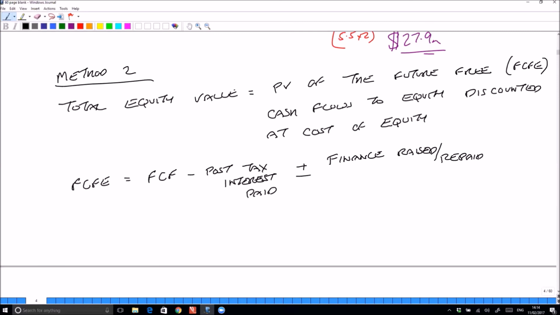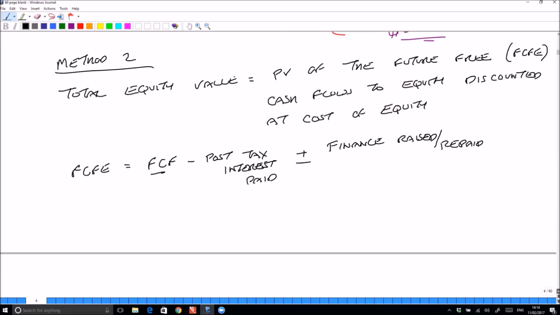All we need to think about is the post-tax interest paid. You must think in terms of post-tax, because remember, your free cash flows, when we were calculating these, we multiplied by 1 minus tax, and you're dealing with a post-tax figure, aren't you? Let's quickly do it, and hopefully we can do it quite quickly, because what can we do?